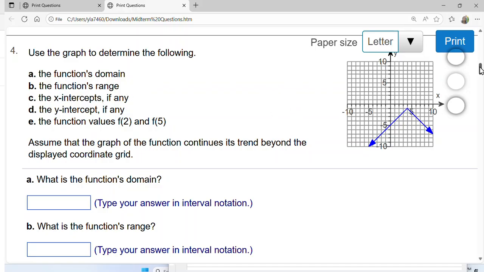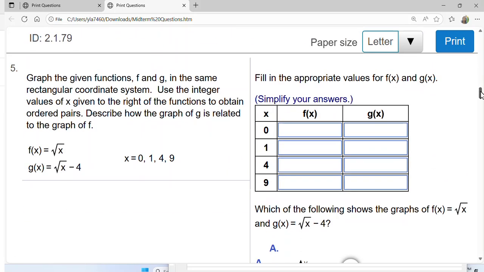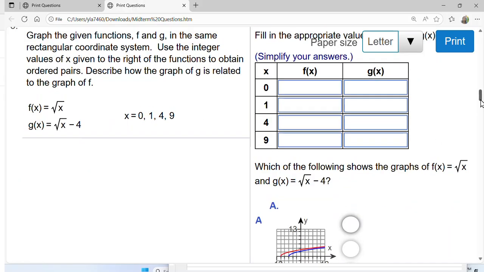Number 5, this one is doing a little bit of calculation. You can use a calculator, or you can just do it in your head. This should be pretty straightforward. The square root of 0 is 0, so f of x will be 0. This one does not allow me to write, that's why I have to write it down in here.